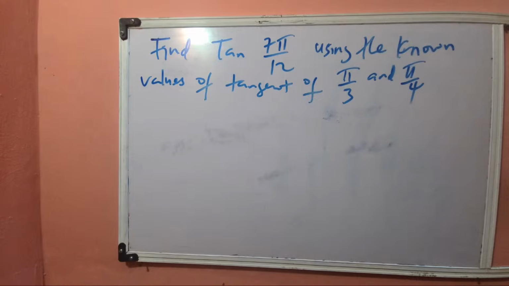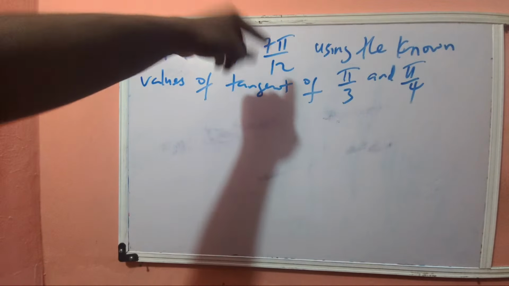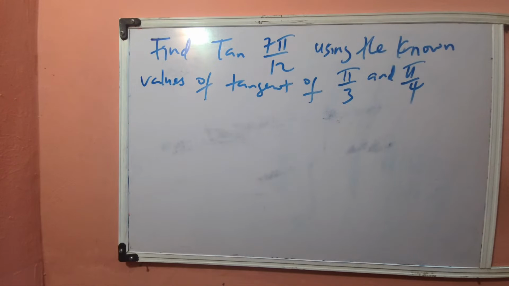All right. Now look at this question we have right in front of us. We are told that we should find tangent of 7 pi over 12 using the known values of tangent of pi over 3 and pi over 4. Do you guys have great understanding on how to solve this? Because this is one of those questions you have to patiently understand. Just so you understand, because of time, I'm going to walk you through it very quickly. Now, look at what they told you. This is what you're supposed to find, tangent of this.